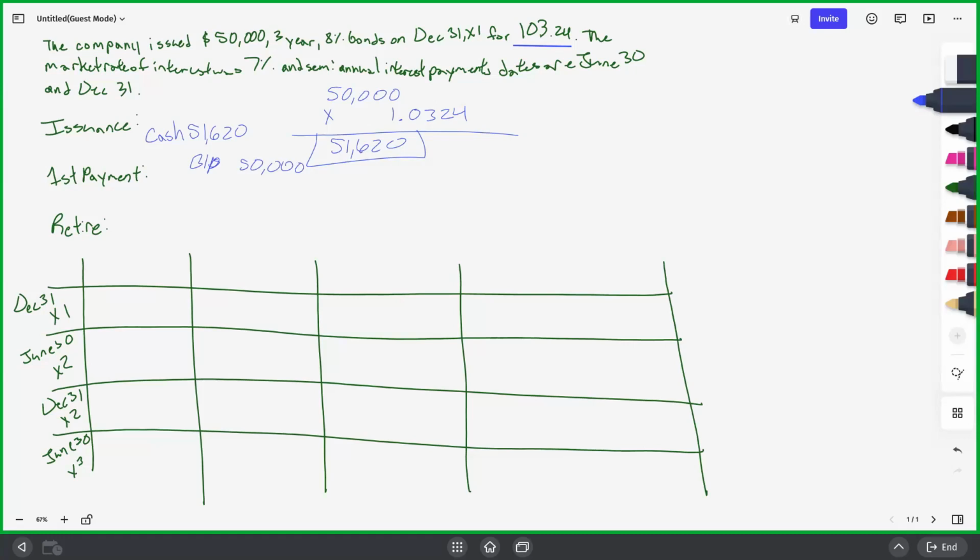One way to always know if you're dealing with a discount or premium: obviously, there are many ways to figure it out. If the contract rate is higher than the market rate, we know it's a premium. If we're dealing with a percentage over 100, we're dealing with a premium. Another way is knowing that a premium's normal balance is a credit. I like to say premium payable, because whenever you're accruing a premium, it's going to be on the same side as the payable.